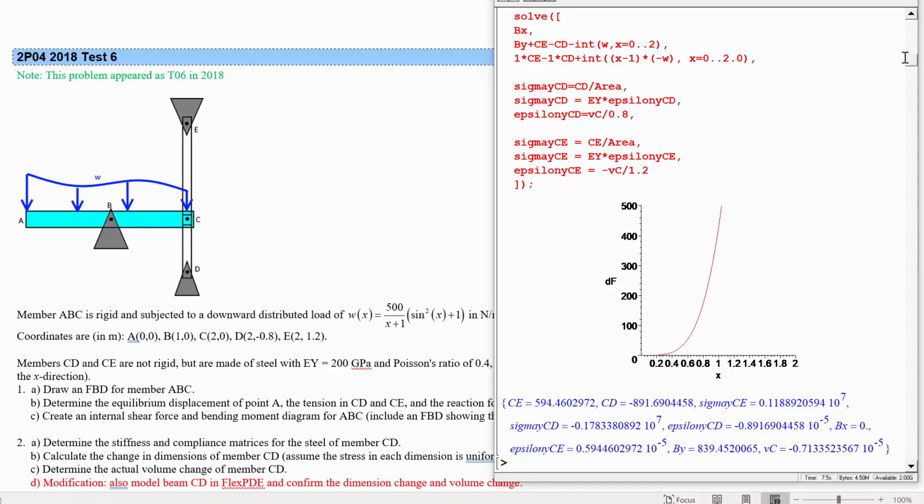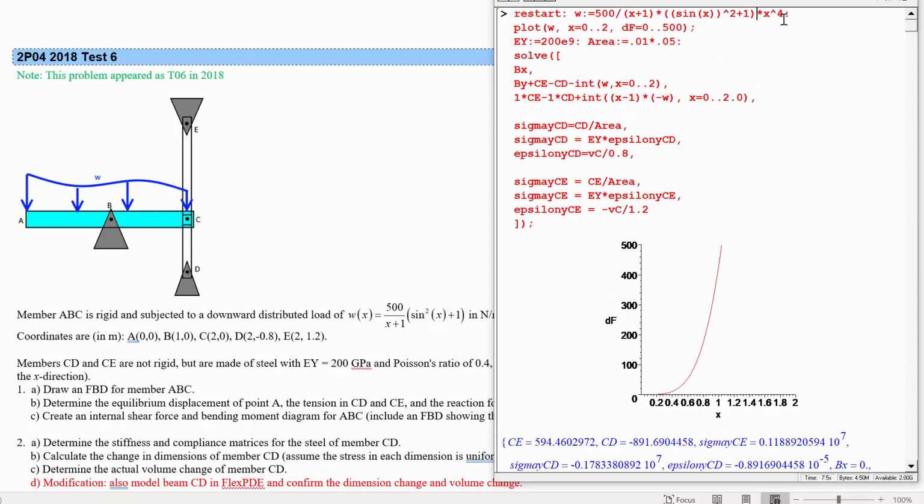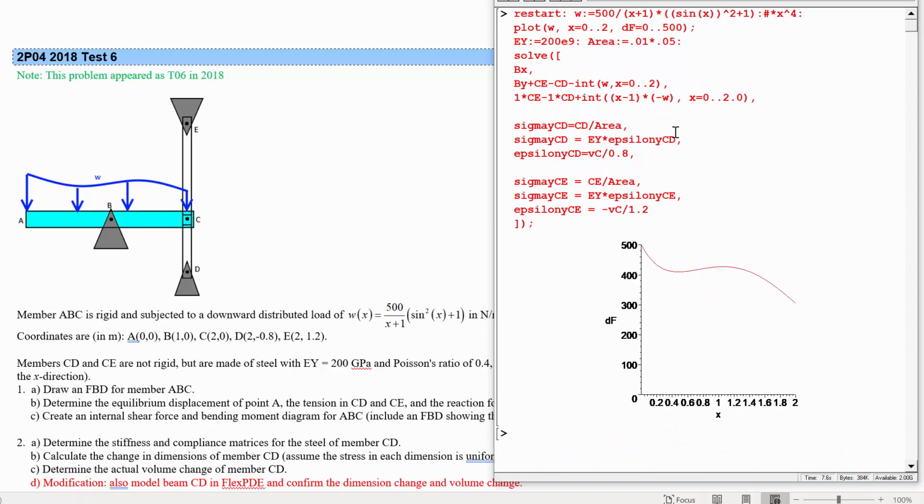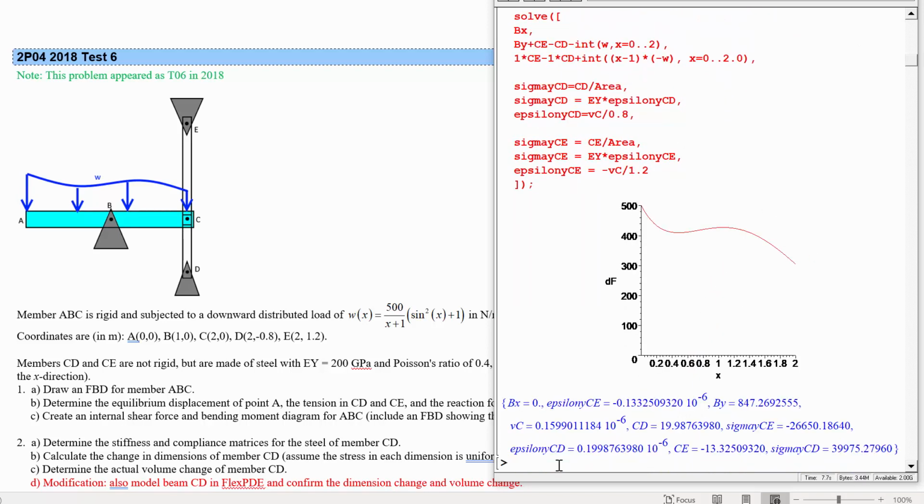All right, so let's return W to the original form where we don't have this multiplying by x to the 4 thing, and that's going to make the force a little bit higher on the left. So now we have the opposite. With the force a little bit higher over here, that means CD is actually in tension and CE is going to be slightly in compression. And indeed, that's what we find. So CE now has a slight compressive strain and compressive stress, while CD has a slight tensile strain, less than before, and associated tensile stress.